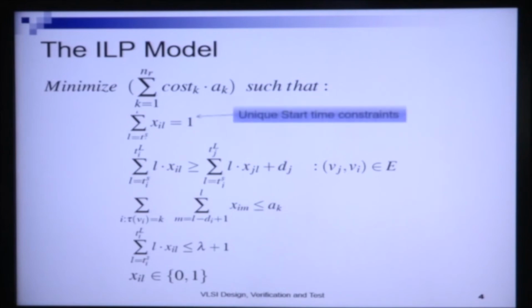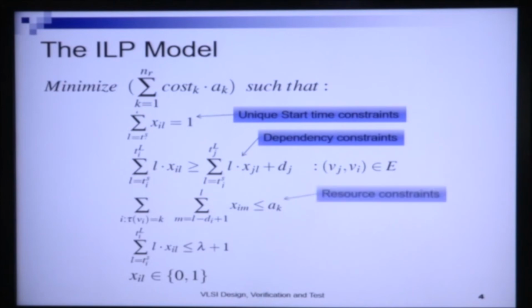The first constraint specifies the unique start times of all nodes, as we have seen in the last lecture. The second constraint gives me the dependency constraints. That means, if I have two nodes with precedence constraint edges between them, then one must be scheduled after dj time from when the other has started. So, the start time of the dependent operation should be dj after the first operation starts, where dj is the delay or execution time of the first operation.